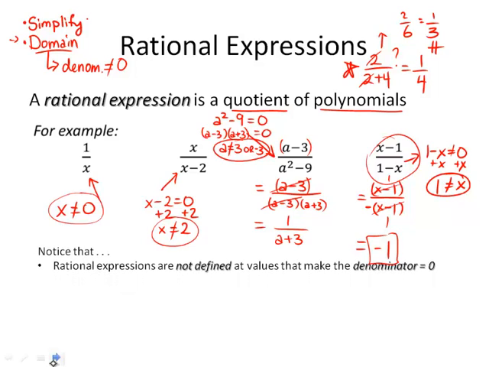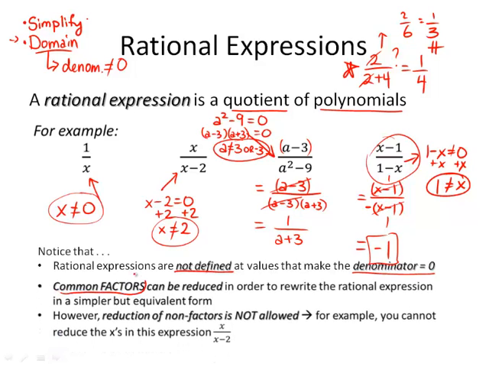So let's sum these things up. Rational expressions are not defined when the values of the variable make the denominator equal to 0. Common factors may be reduced in order to rewrite the rational expression in a simpler but equivalent form. However, you want to be careful not to cancel out items that are non-factors. So, make sure that when you are canceling out, those items are attached with a multiplication symbol to the rest of the level.